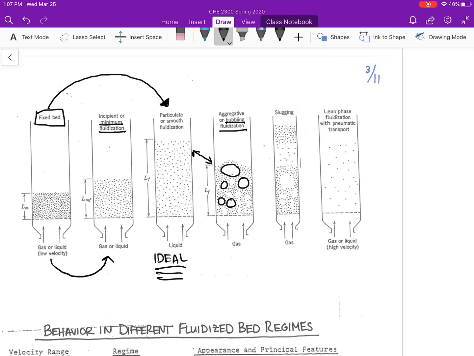If my column happens to be a bit too narrow, based on my particular scenario, I could end up with what is called slugging. And slugging simply means that at some point within my packed bed, a slug of fluid where there is not a high concentration of particles forms within my fluidized bed, and it is sandwiched between two higher concentrations of fluid. So again, essentially creating a slug of fluid within my fluidized bed.